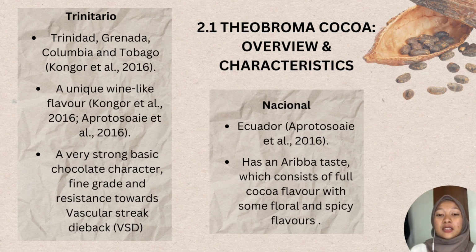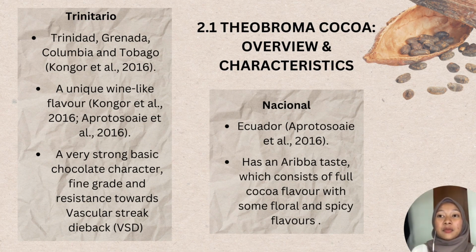So the first variety is called Trinitario, that originated from Trinidad, Grenada, Colombia, and also Tobago, and it has a unique wine-like flavor. And it has a very strong basic chocolate character, and also fine grade and is resistant towards VSD disease, which is vascular streak dieback. The second variety is called Nacional, which is originally from Ecuador, and it is derived from a combination between Nacional ancestor and also Trinitario variety.